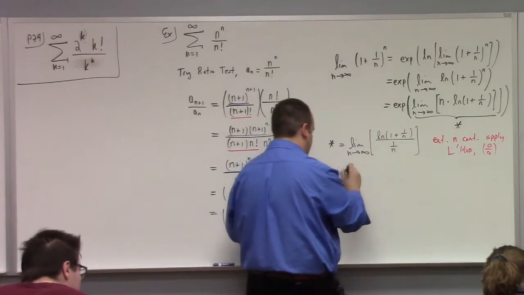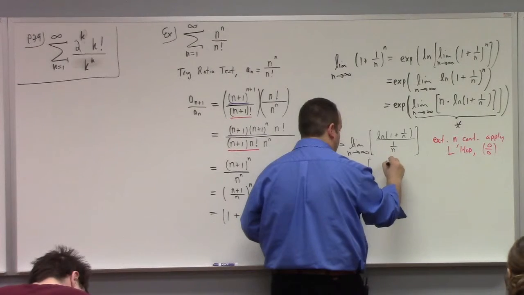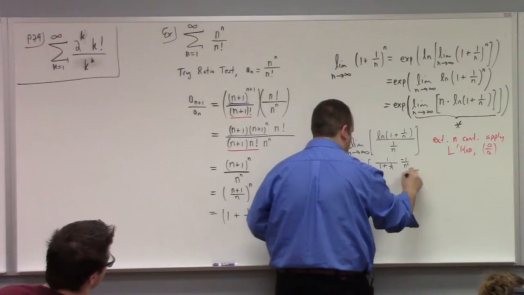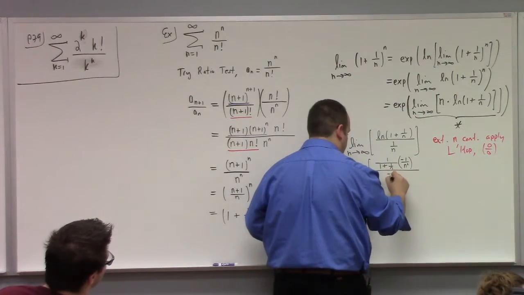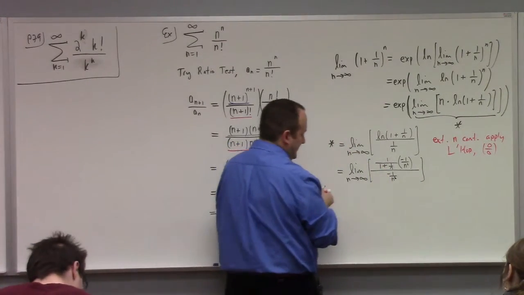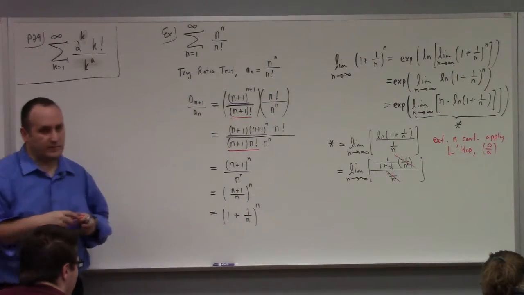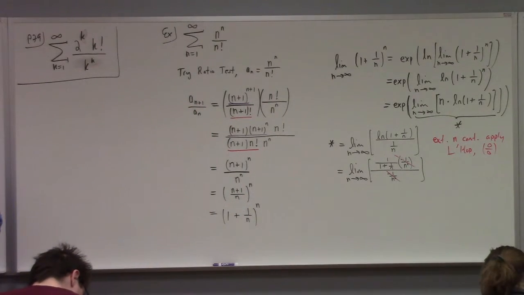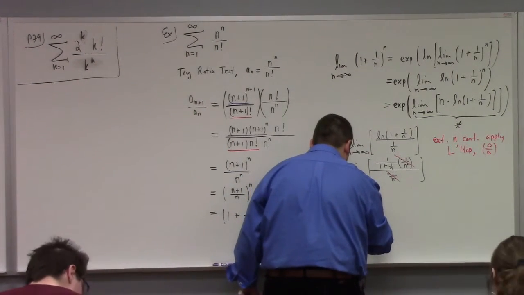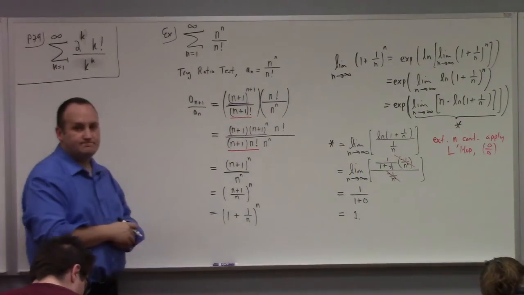Having done so, what do I get? The limit as n goes to infinity of 1 over 1 plus 1 over n times minus 1 over n squared, all divided by minus 1 over n squared. Yay, the minus 1 over n squareds cancel. Cha-cha. Leaving me the limit as n goes to infinity of 1 over 1 plus 1 over n, which goes to 1 over 1 plus 0, otherwise known as 1. So star is 1.